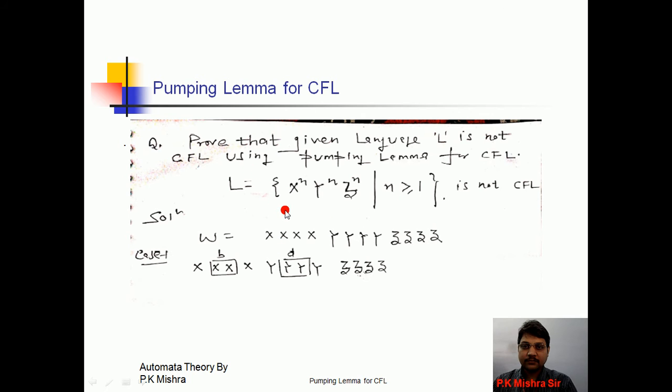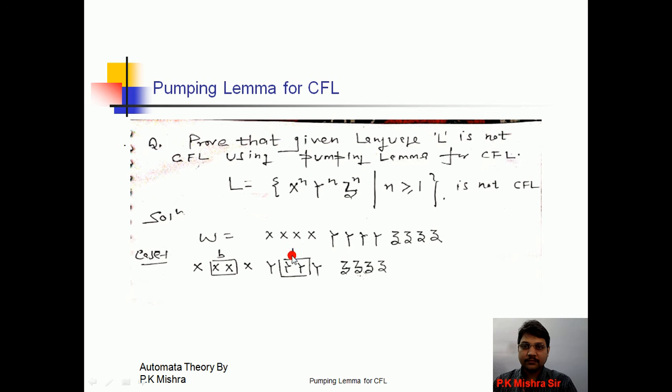Similar to the pumping lemma for regular language. Now we can take n equal to 1, 2, 3, 4, anything. If n equals 1, then the string is xyz. If n equals 2, then the string is xxyyzz. If n equals 3, then the string is xxxyyyzzz. If I am taking n equal to 4, then what is the string? Then 4 times x, 4 times y, 4 times z. This is a string of this language.